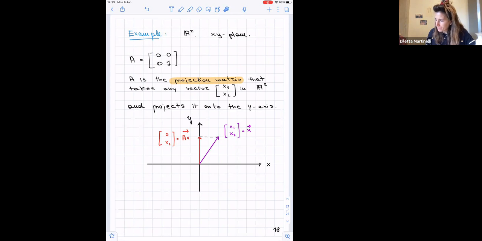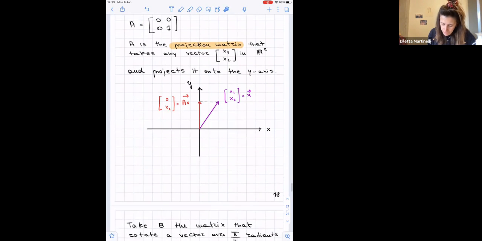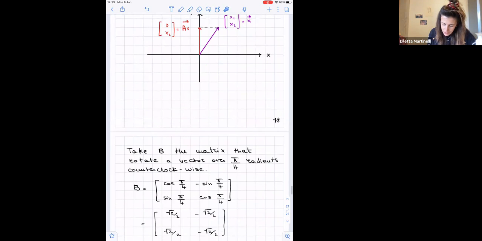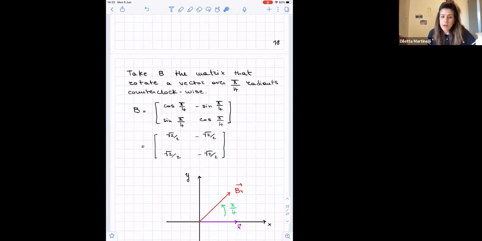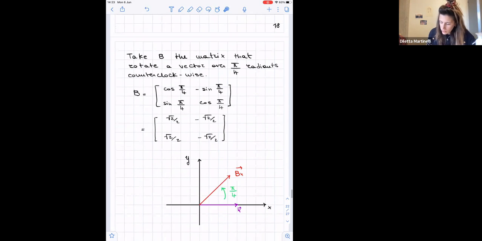So that's our A. And then as B, we take the matrix that rotates a vector by an angle theta as before. Let's say that is pi over 4, counterclockwise. It came up also in the first lecture as an example of our rotation. In this case, our theta is pi over 4. So the matrix representing the rotation is cosine theta, minus sine theta, sine theta, cosine theta. In this case, it's pi over 4, so we can substitute. So it's just the rotation.